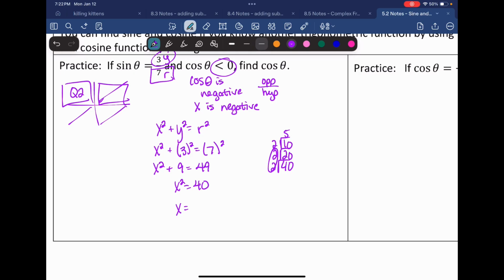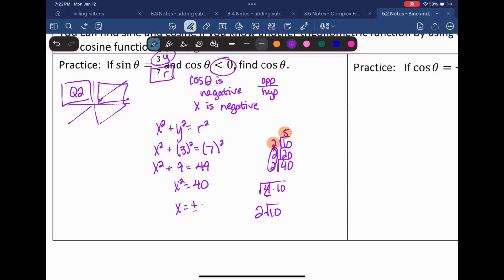All right, so what's 2 times 2? It's 4. Then you multiply the other 2 together. 2 times 5. 10. Well, square root of 4 is 2. 10 is not a square. All right, so when you typically do a square root, you have plus or minus. All right, because x is negative, that means I want the negative 2 root 10.